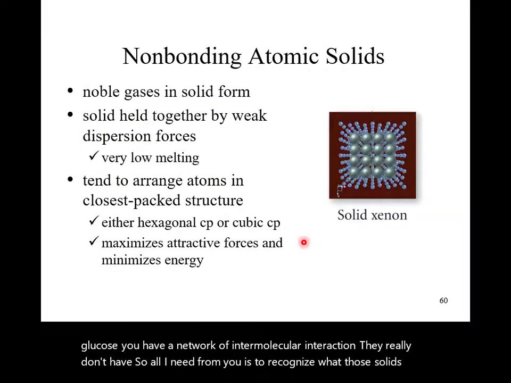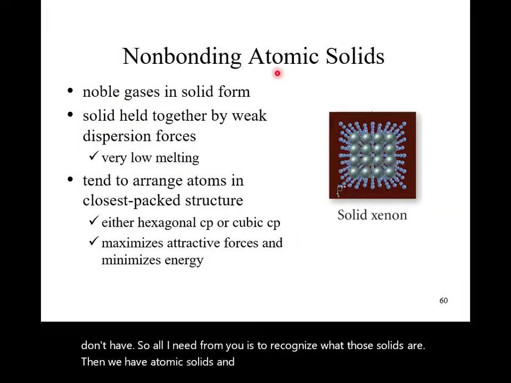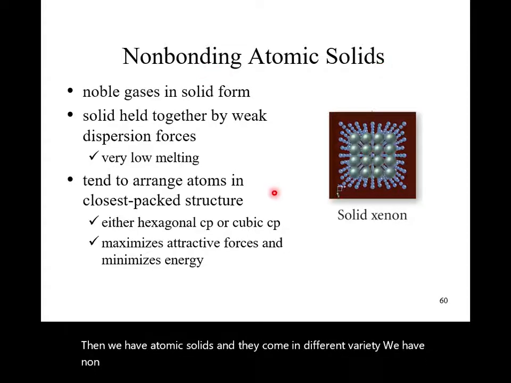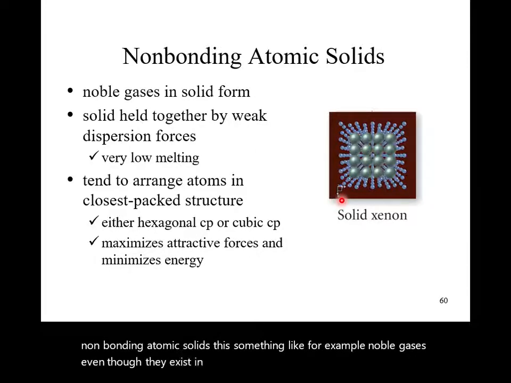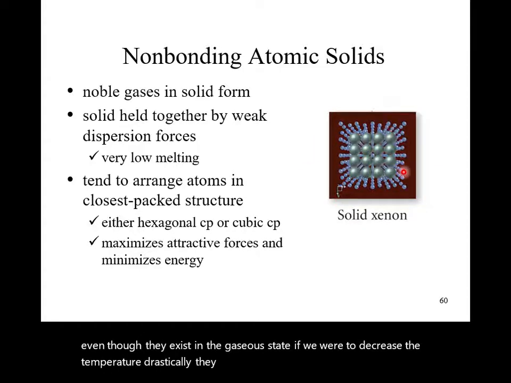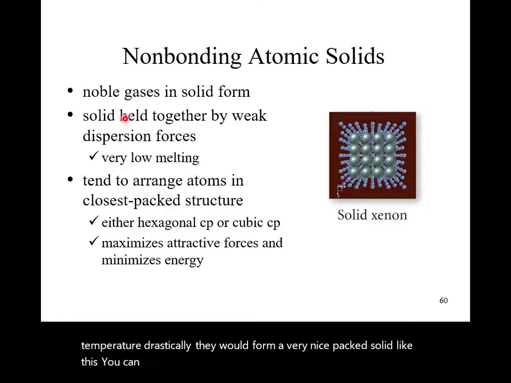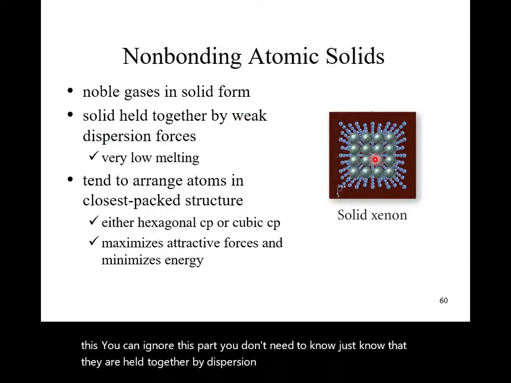Then we have atomic solids, and they come in different varieties. We have non-bonding atomic solids, for example, noble gases. Even though they exist in the gaseous state, if we were to decrease the temperature drastically, they would form a very nicely packed solid like this. You can ignore this part. You don't need to know. Just know that they're held together by dispersion forces, and they have a very low melting point.